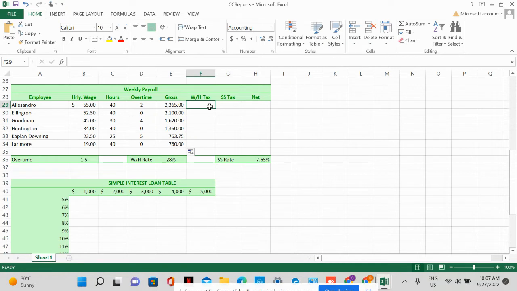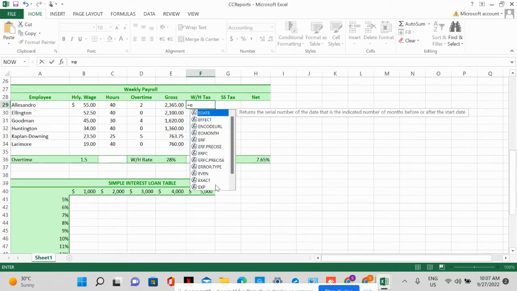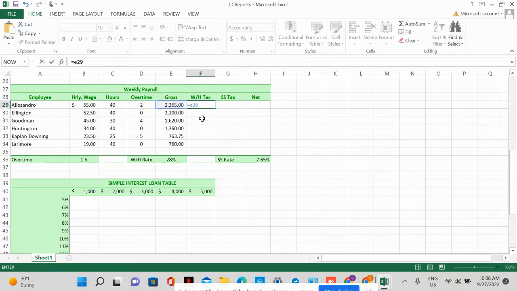Now make cell F29 active and then type the following formula that calculates the amount of withholding tax, which is going to be: is equal to E29, that is gross pay, multiply E, absolute cell reference, which is 36, and then hit enter.